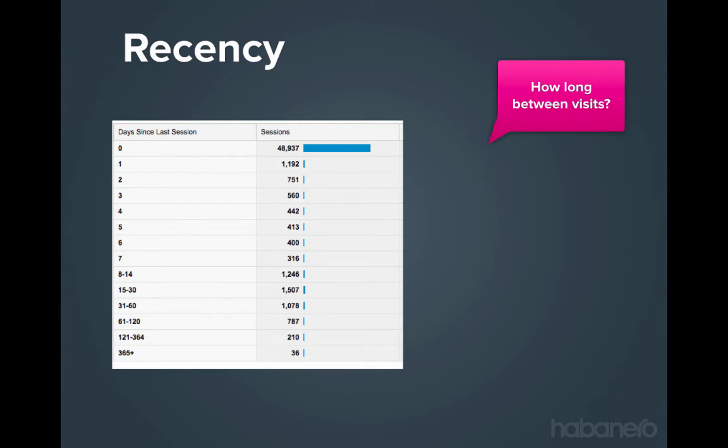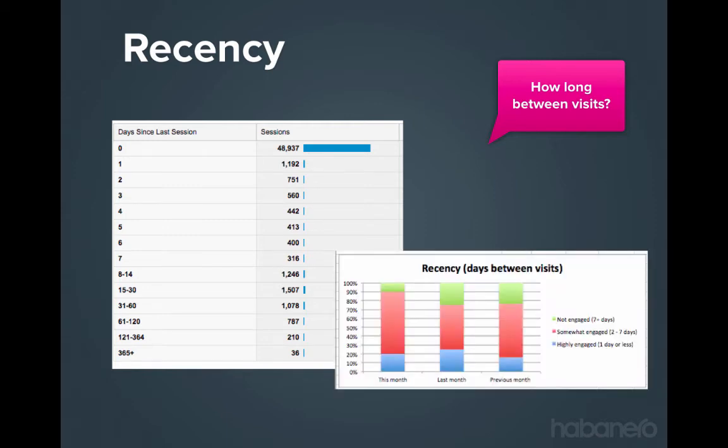So another thing that I like to look at under loyalty is recency, and it's similar to frequency, and it tells you the days between visits or days between their last session. And so a very simple report, again, you can see how many days it's been, and you can kind of get that distribution. And you can look at this as well by defining targets. So this is where that concept of targets comes into play.